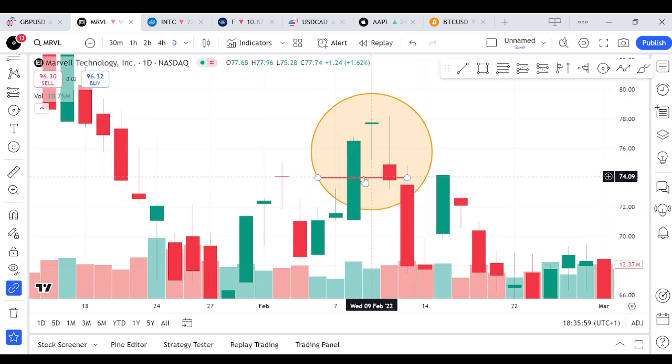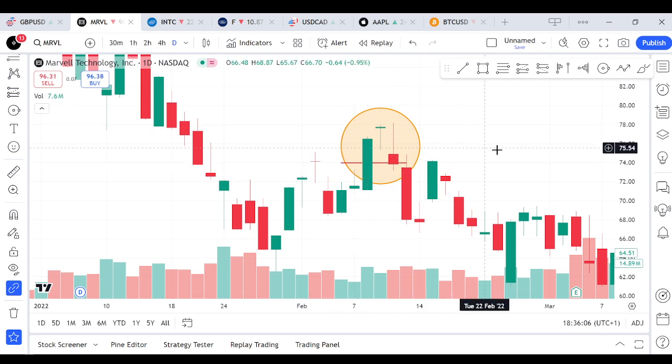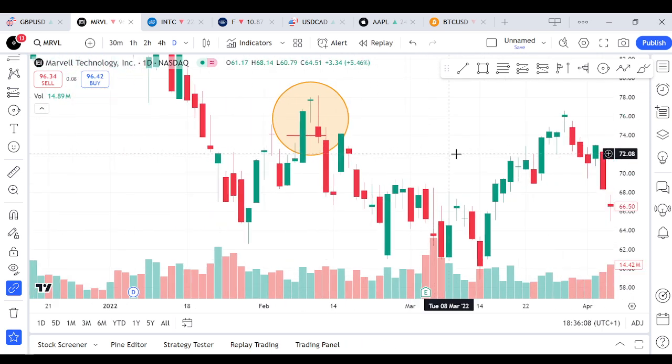And you can see this is the 50%, and the third candle closed below the 50%. And I'm showing that this is a valid evening doji star, and we should be looking for selling opportunities in the market.